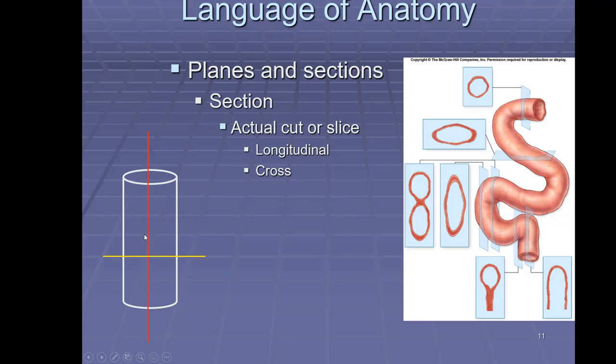And so we have two major types of sections that we can make. We can make what we call a cross section, which is where we cut across the long axis of a part of the body, or we can look at a longitudinal section. A longitudinal section is going along, or with, the long axis of a structure. So a cross section cuts across, and a longitudinal section goes with the long axis.